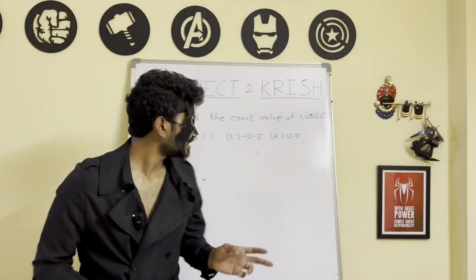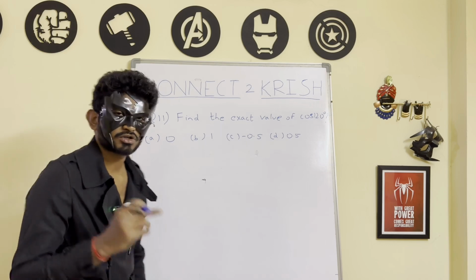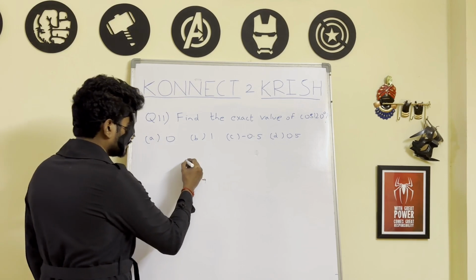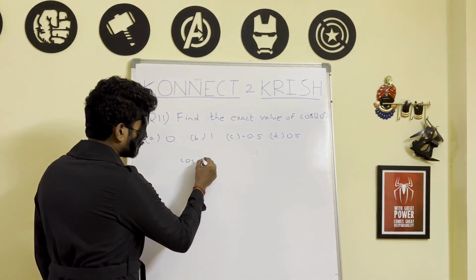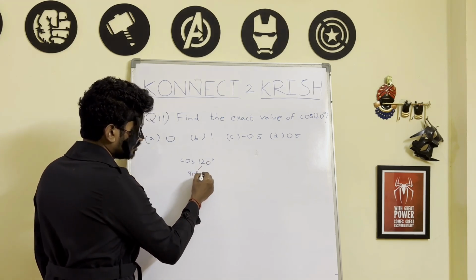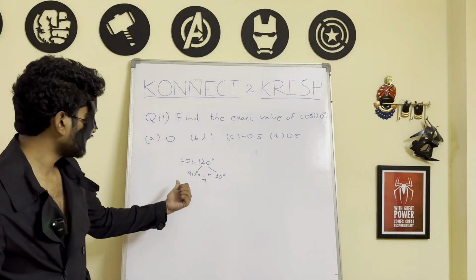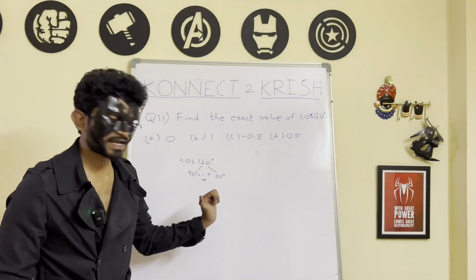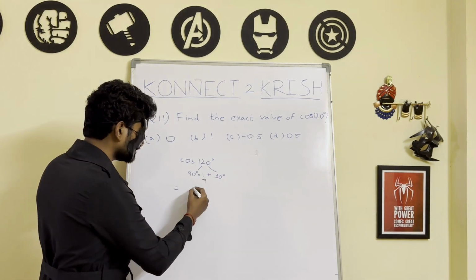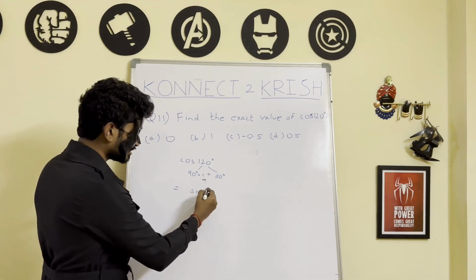Superhumans, the next question is: find the exact value of cos 120 degrees. I taught you two types of formulas, and we'll do it in both ways. So cos 120, I'll split it as 90 degrees into 1 plus 30 degrees. This is of the form 90 into an odd number plus some angle theta. So what did I say? It will be the transpose of that. Transpose of sin is cos, transpose of cos is sin. So sin and 30 degrees you will write as it is.